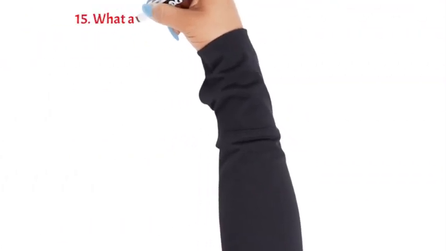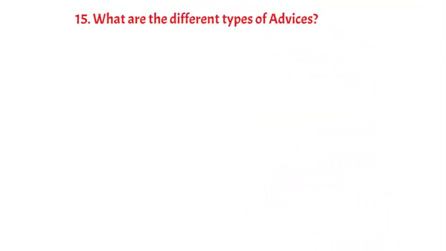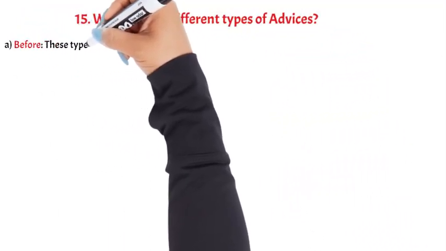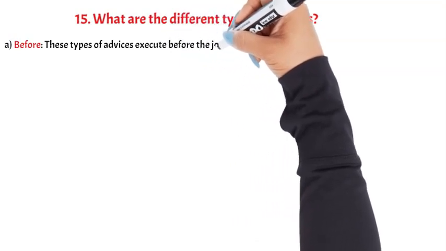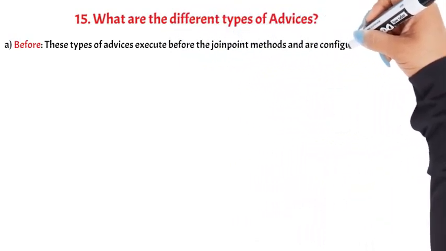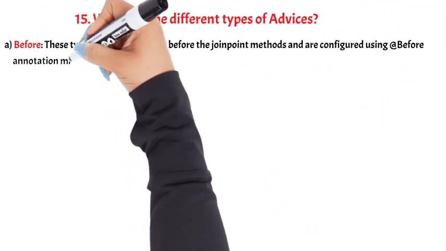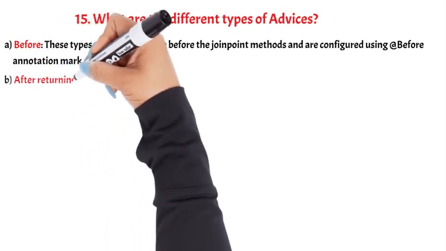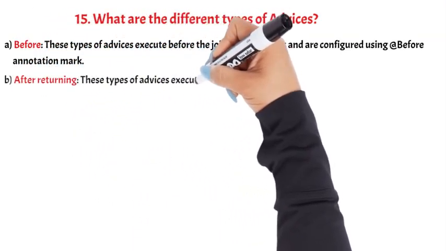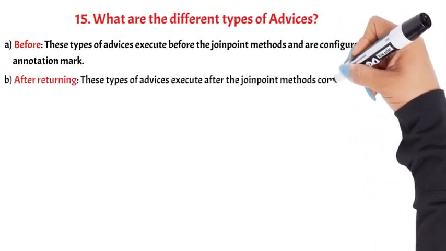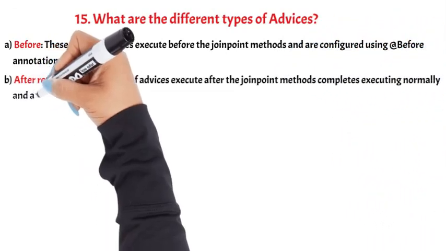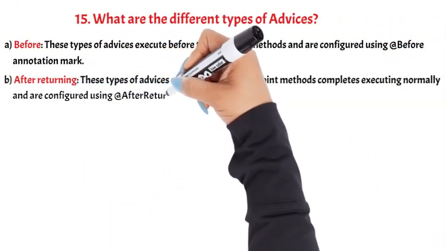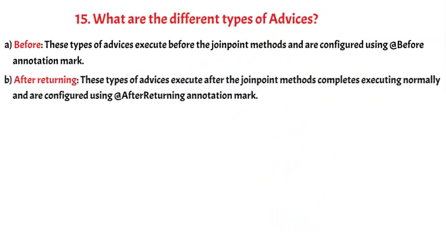15. What are the different types of advices? A. Before. These types of advices execute before the join point methods and are configured using @Before annotation. B. After returning. These types of advices execute after the join point method completes executing normally and are configured using @AfterReturning annotation.